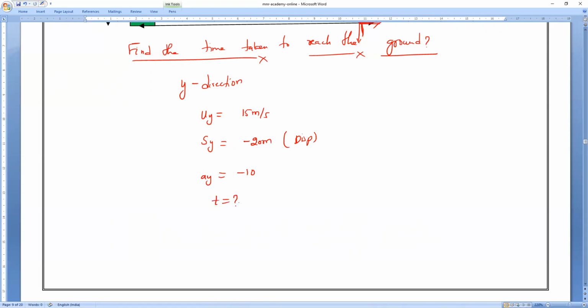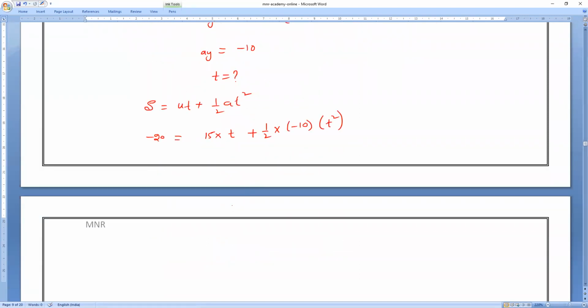And then T, they are asking us to find. So which equation do we have to apply? The second equation, S equals UT plus half AT square. So S is minus 20, initial velocity is 15, time is T, plus half into A value minus 10 and T square. Am I right, everybody? So minus 20 is equal to 15T minus 5T square. The whole equation is a multiple of 5, so we can divide by 5. Simplify the equation. How much will it come?